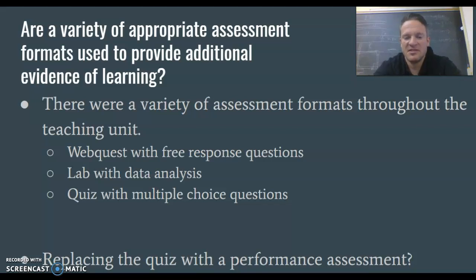Through comments from students in this class, in the future I might consider replacing that 10-question summative quiz with some type of performance assessment piece. Maybe having the students make their own time-lapse video would be a good assessment piece instead of the 10-question multiple choice.